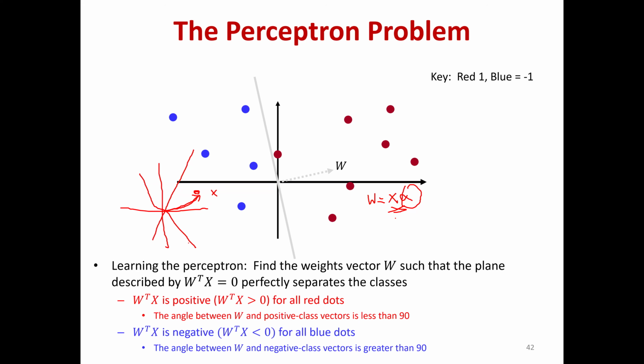Okay. Suppose I have an instance from the negative class. So let's say this guy is the negative class. So this is my X. Then once again, which of these two decision boundaries is the better decision boundary? The one that's at 90 degrees to X, or the one that's at some other angle?